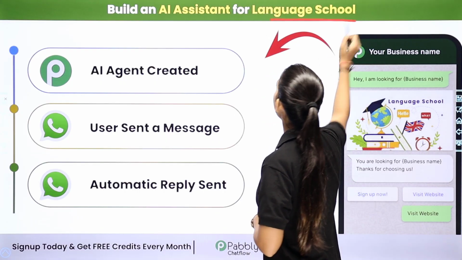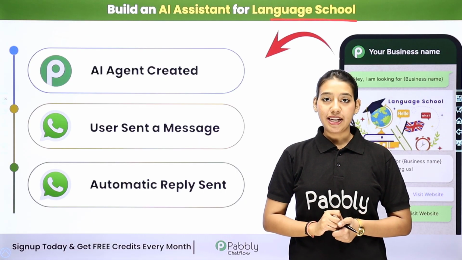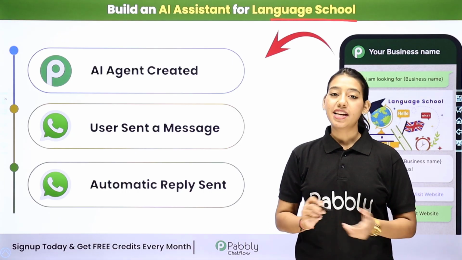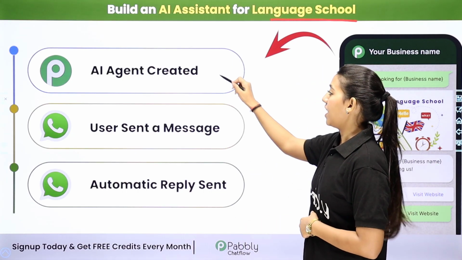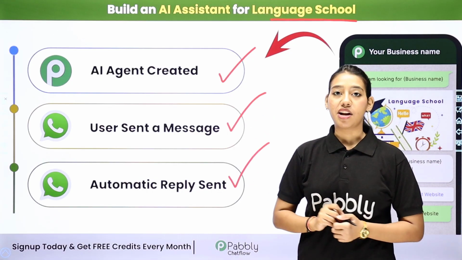In today's video we are going to learn how to build an AI assistant for your language school. If you run a language school, then manually responding to all the queries related to courses and enrollment can be a very time-consuming process. So with the help of Pabbly Chatflow, we are going to create an AI agent which will respond to all of these queries and automate the whole process on our behalf.